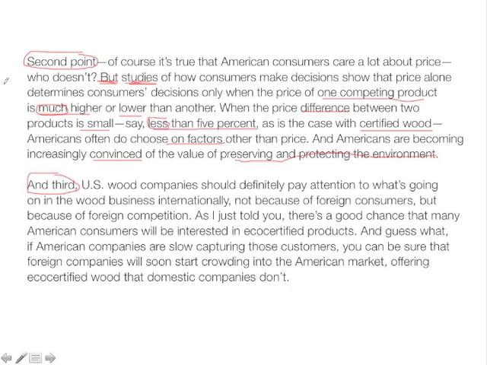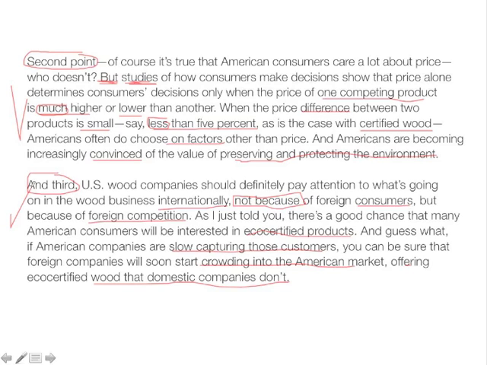All right, now in the third point, so there was the second point. The third point, obviously, again, references the idea of thinking about international business. But his particular argument says, and again, there's that negative language, not because of foreign consumers, but because of foreign competition. So, as we talked about before, there's a good chance that consumers will be interested in eco-certified products. So that's what he said earlier. And if American companies don't capture these customers fast enough, foreign companies will soon start crowding into the American market, offering eco-certified wood that domestic companies don't. So there's our third point.